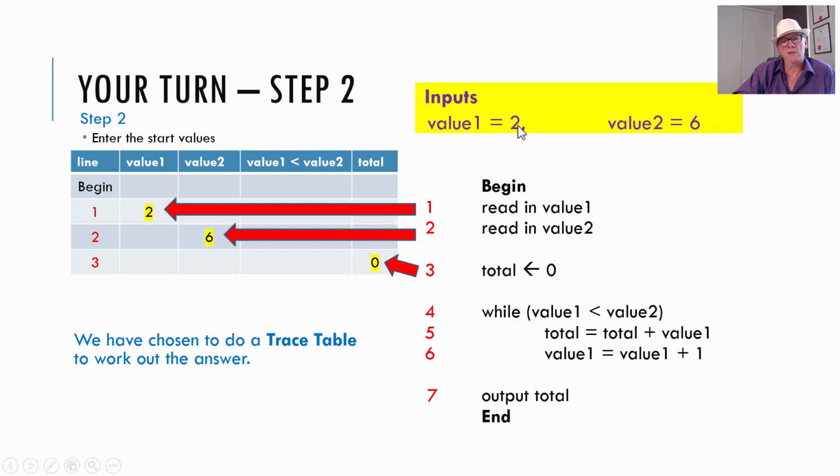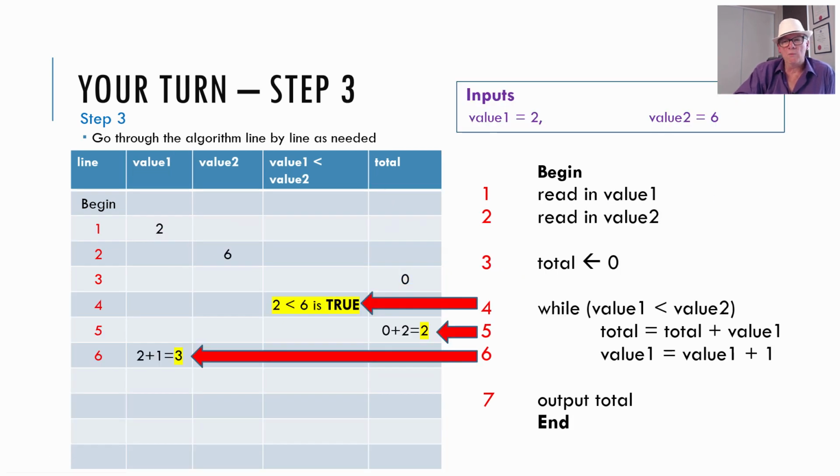We know our input values are going to be 2 and 6 here. So value 1 is 2, and on line 2 it reads in value 2, which is going to be a 6. And line 3 sets our total variable to 0. So we filled them in our trace table. And now we move on further and start looking at lines 4, 5, and 6. What are those ones doing?